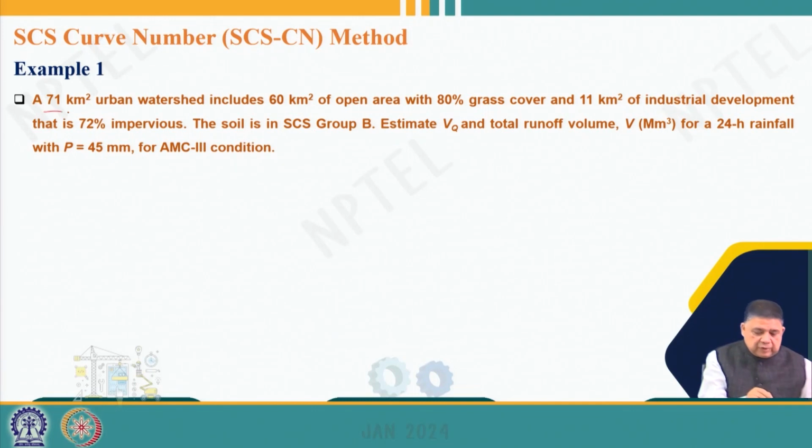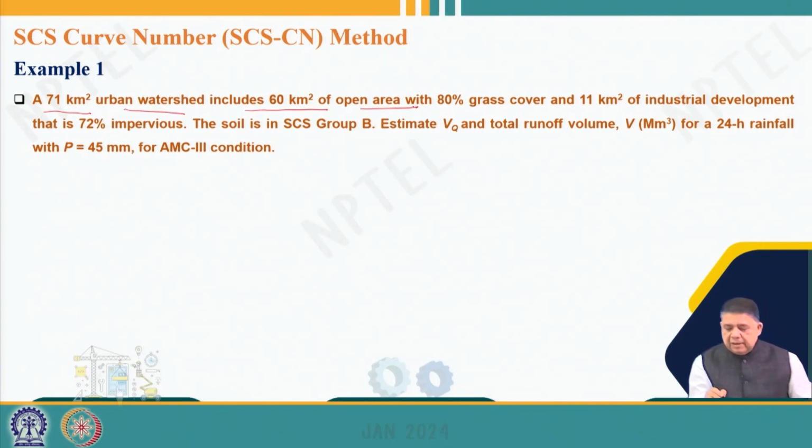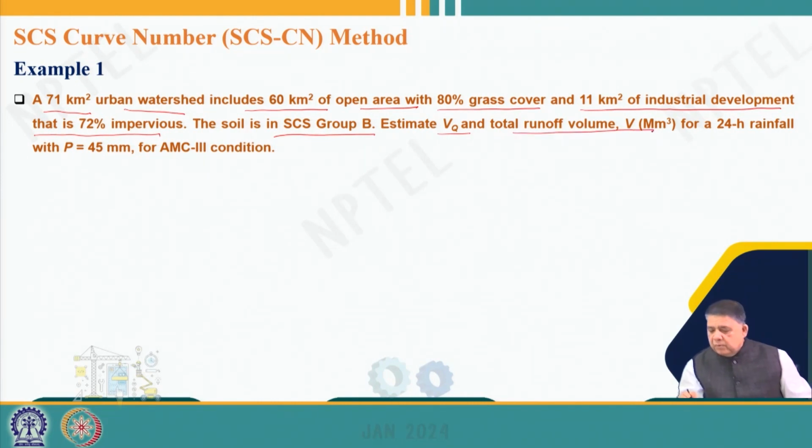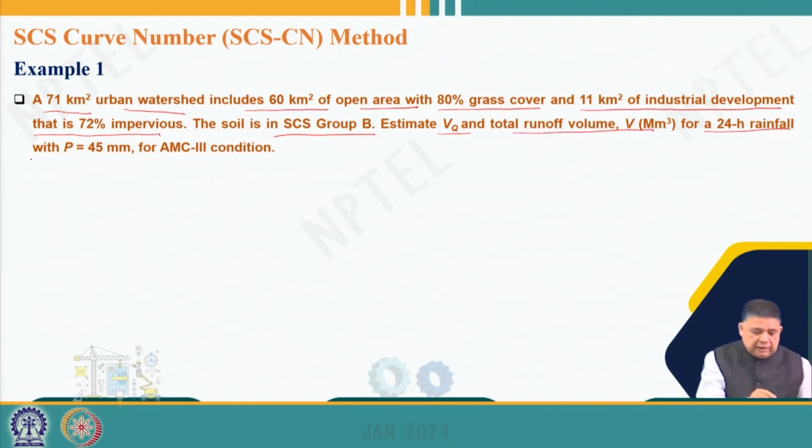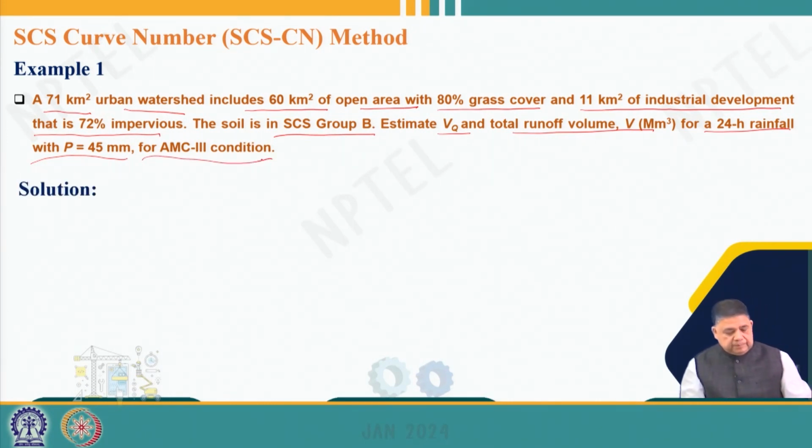A 71 square kilometer urban watershed includes 60 square kilometers of open area with 80% grass cover and 11 square kilometers of industrial development, that is 72% impervious. The soil is in SCS group B. Estimate VQ and total runoff volume for a 24-hour rainfall with P equals 45 mm for AMC3 condition.